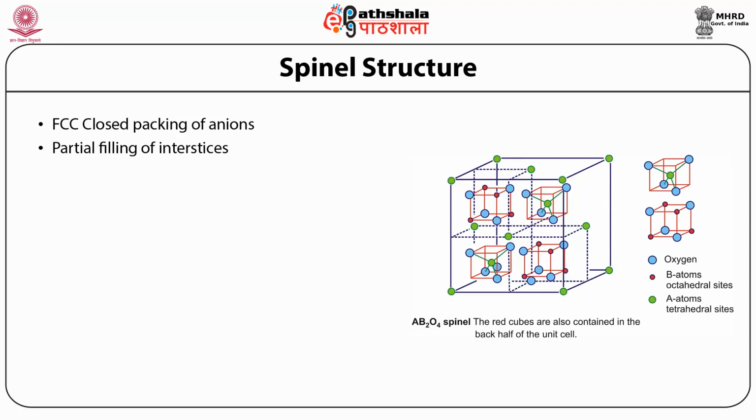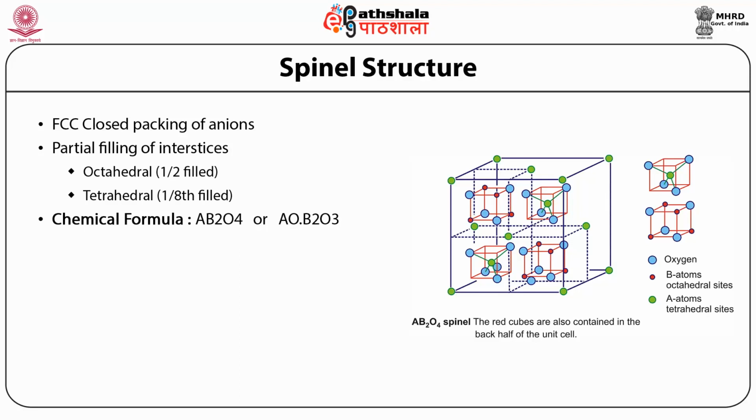The partial occupancy of both tetrahedral and octahedral sites, that is 1/8 of tetrahedral and 1/2 of the octahedral sites, are occupied. A spinel unit cell is made up of 8 FCC cells and oxygen ions in the configuration 2 by 2 by 2. So, it is a big structure consisting of 32 oxygen atoms, 8 A atoms and 16 B atoms. This complete arrangement is shown in the figure on the right hand side.